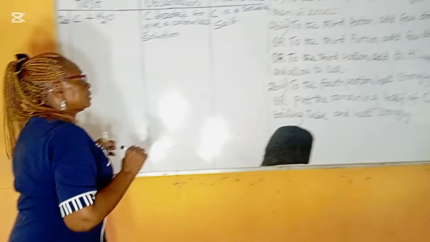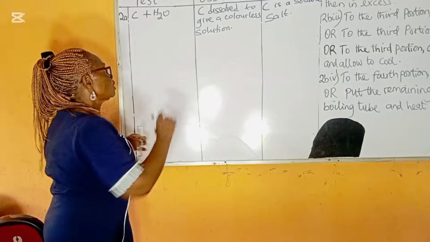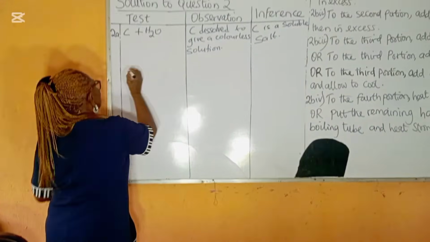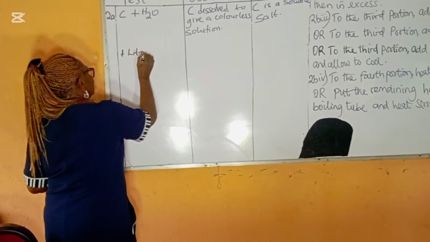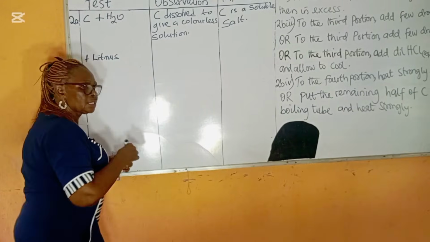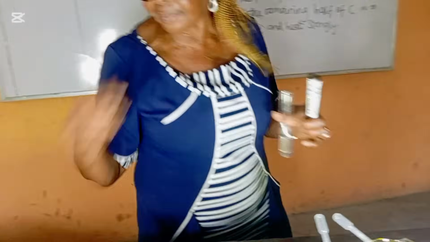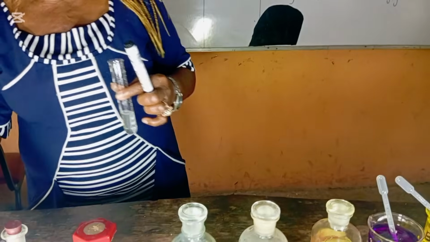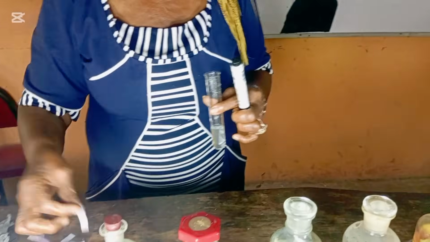Still on that number, you are to test the solution with litmus paper. So you're not going to draw your line. You now say plus litmus. Make sure you follow that line of the litmus. So here, I have some litmus paper. We have to test with blue litmus paper.